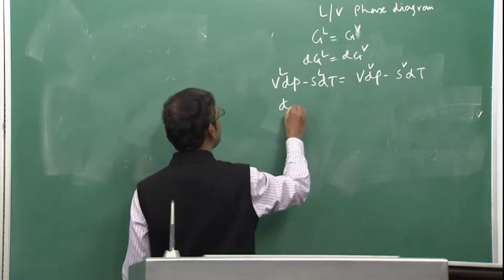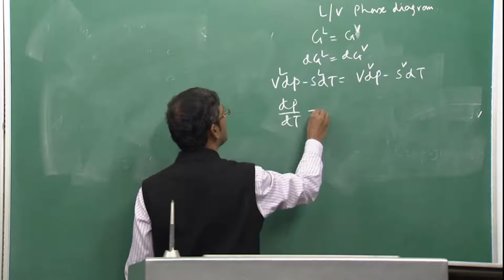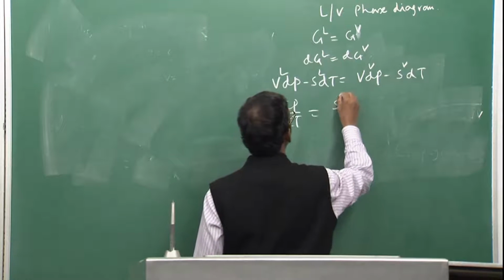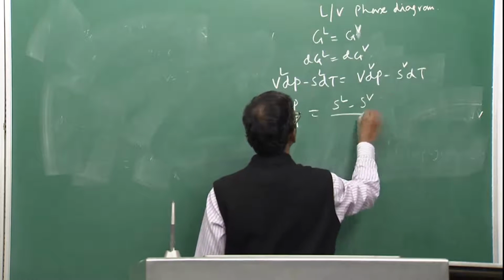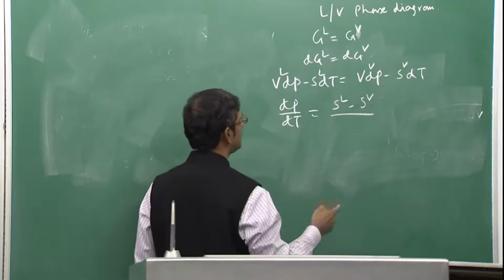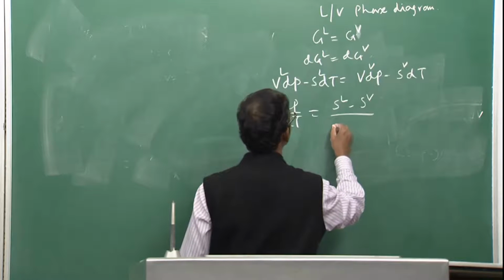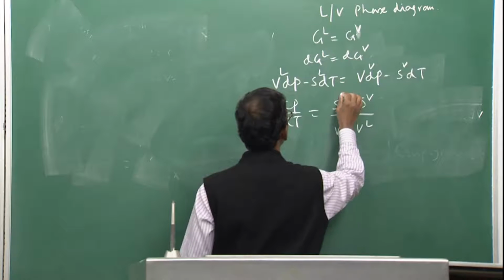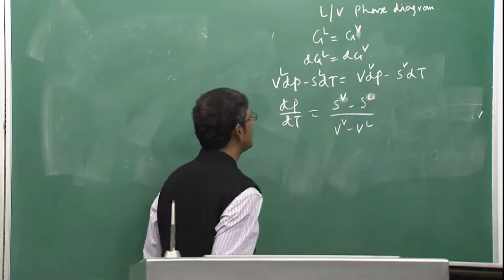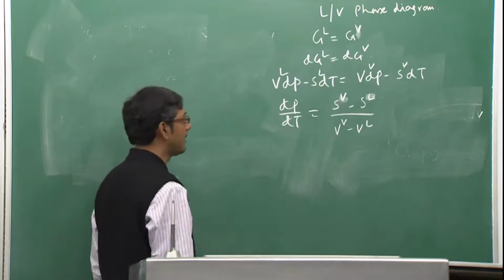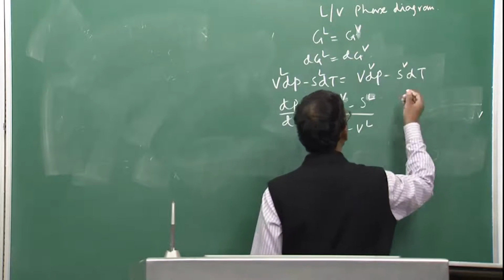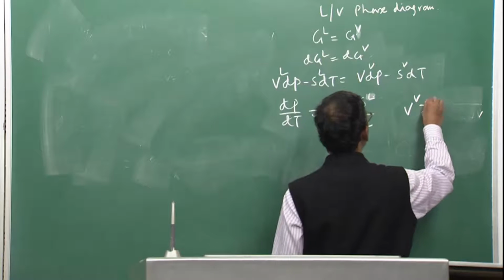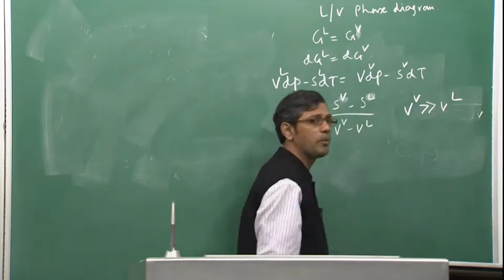So what is dP by dT? Very simple, you have already done that. This is nothing but, okay, let me write down SL minus SV, oops, is it correct? Yes, SL minus SV, and this is VV minus VL, no, this will be SV minus SL, okay, that is correct. So now I know that for any liquid vapor system, volume of vapor will be much greater than volume of liquid, that is obvious.